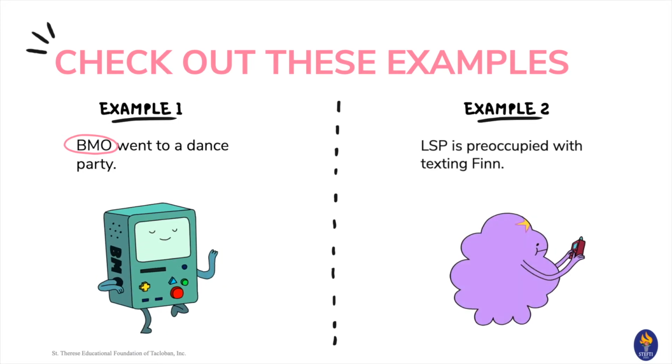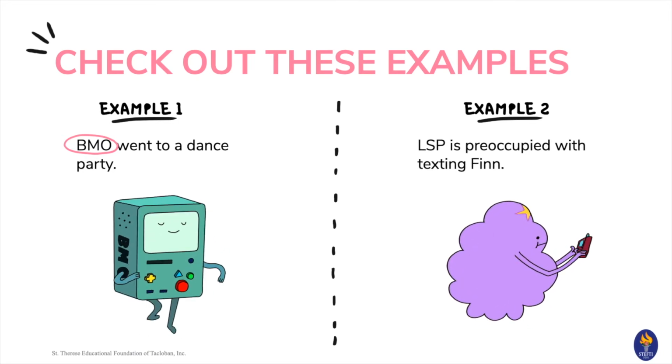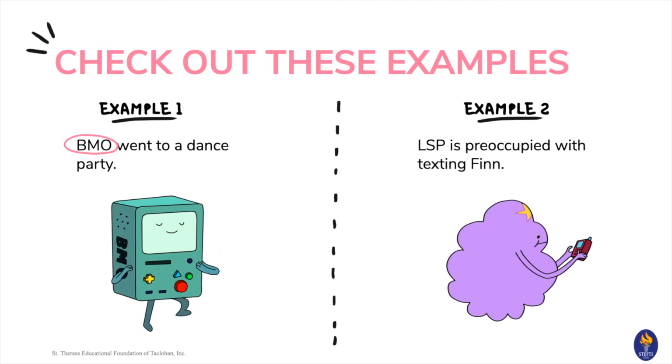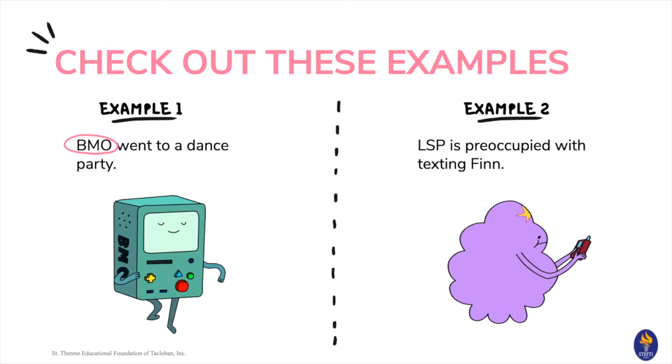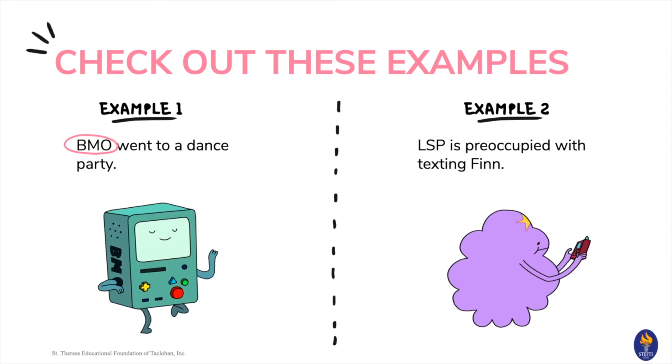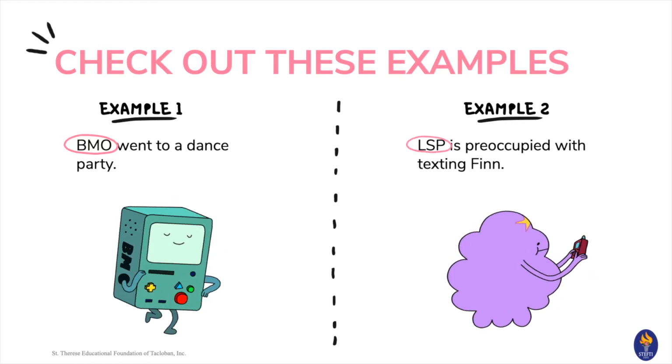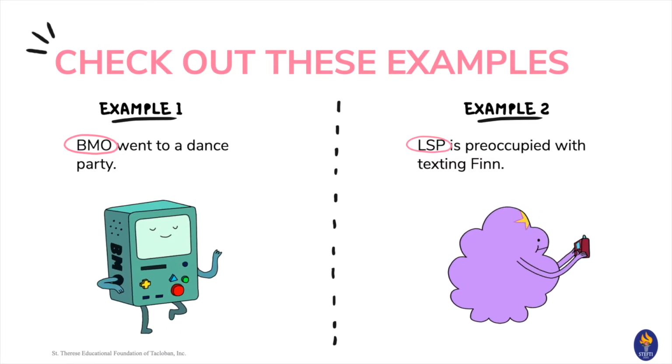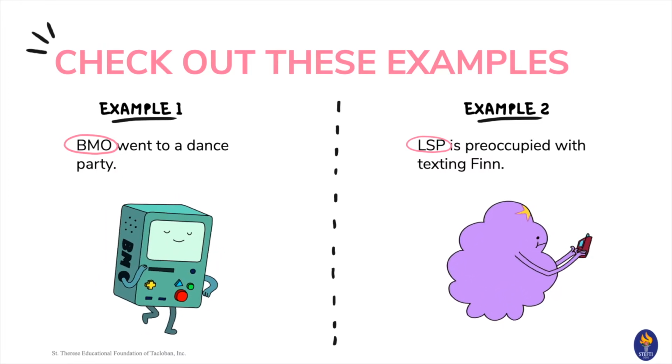Let's take a look at another sentence. Lumpy Space Princess is preoccupied with texting Finn. Who is doing the action in the sentence? Lumpy Space Princess is the doer of the action, so Lumpy Space Princess is the subject of the sentence.